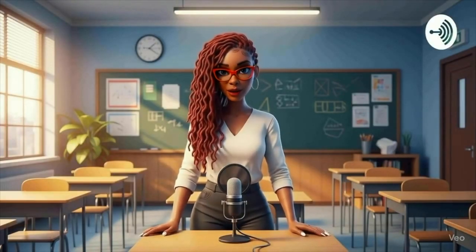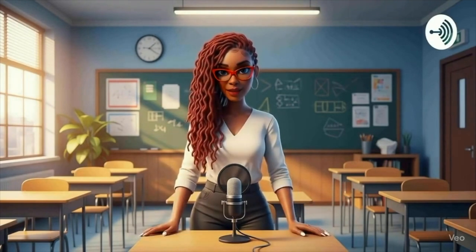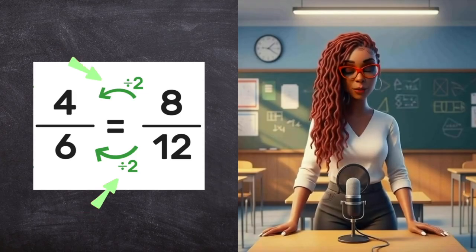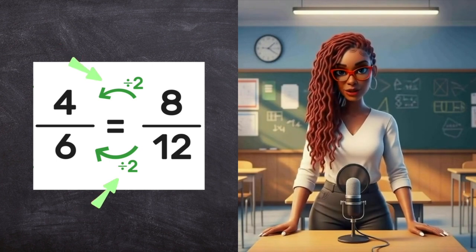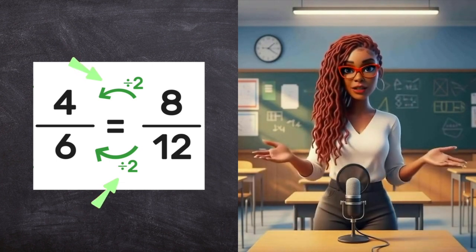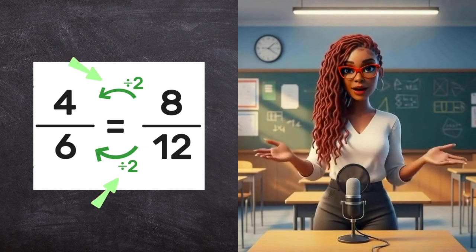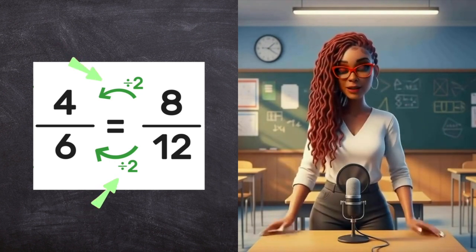All right, so let's reverse this. What if we start with 8/12? That's 8 over 12, and simplify it. Let's divide both the numerator and denominator by 2. 8 divided by 2 is 4, and 12 divided by 2 is 6. Now we have 4/6.